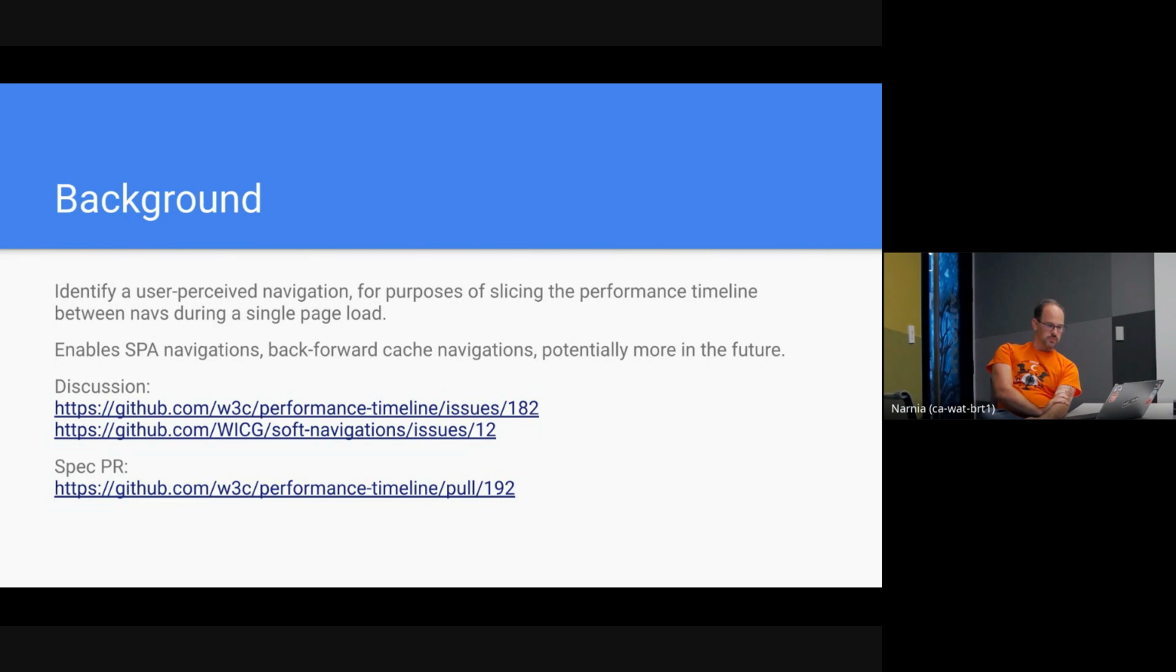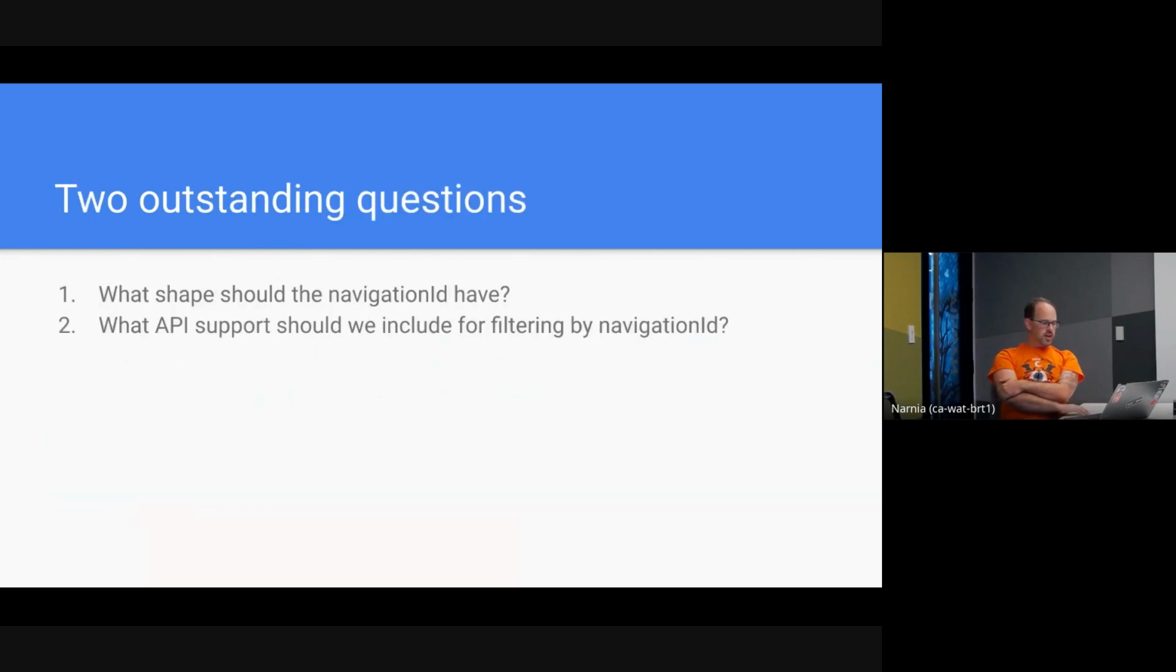And so we're looking at speccing an identifier for each of these navigations, and people will be able to use this in the performance timeline to segment the timeline by navigations and hopefully more directly compare the experience on these more complex page loads versus just traditional navigations. There's a couple of links here, and we can post these later, to the discussion around this and the current PR that I'm working on.